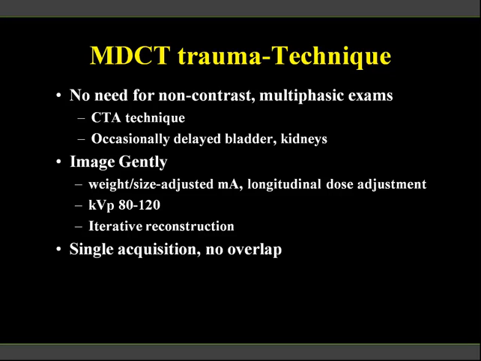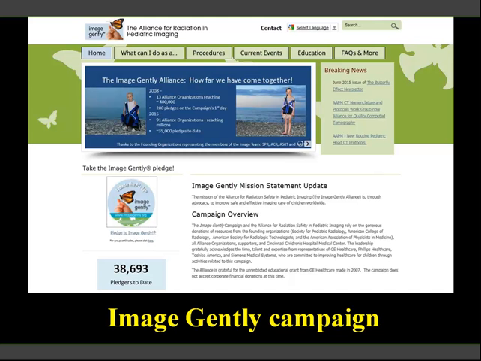You can do a single scan without overlap, so you don't have to do a separate chest and abdomen CT. If you decide to do one, then just do a single acquisition. And do the coronal and sagittal reformats to look better at the diaphragmatic integrity, for instance.